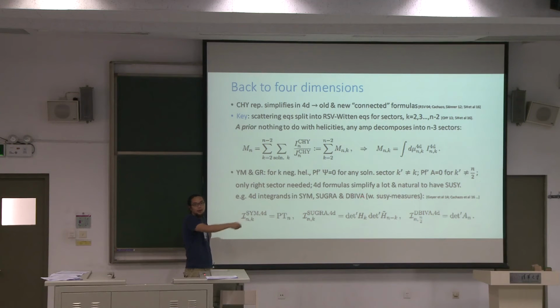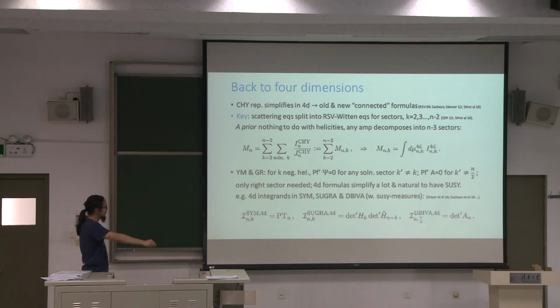So somehow it has a property that it vanishes unless you're in the middle sector. For example, you can see that this is the 4D integrand. All these Pfaffians are gone. For super Yang-Mills, it's just a Parke-Taylor. For supergravity, it is an object that's still like the Pfaffian object, but now it's split into a lambda part and a lambda tilde part. And for the DBI-VA theory, it is just a determinant prime A.